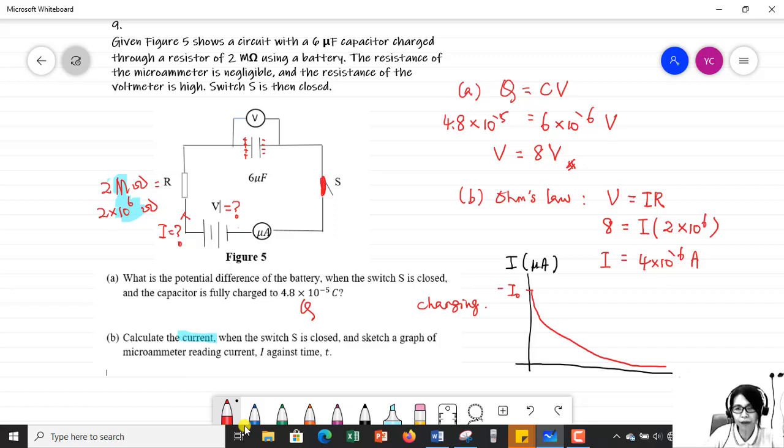So what is the initial value we have to put in? The initial value we already calculated is 4 × 10^-6 ampere. So we put in the initial value. This will be our sketch for the graph.